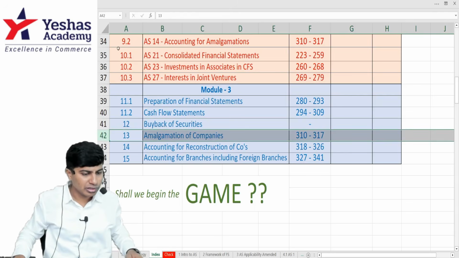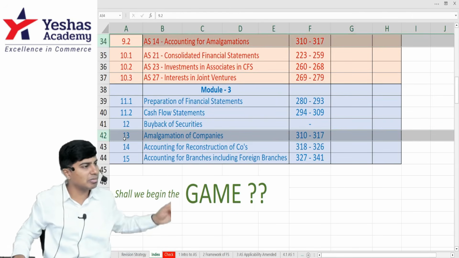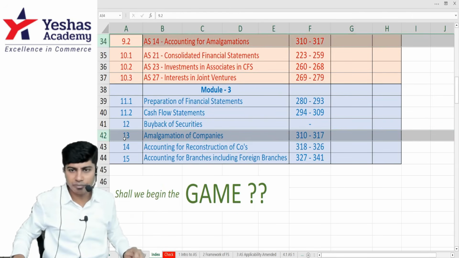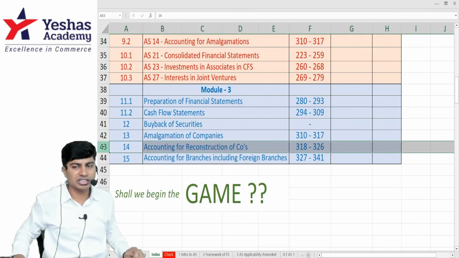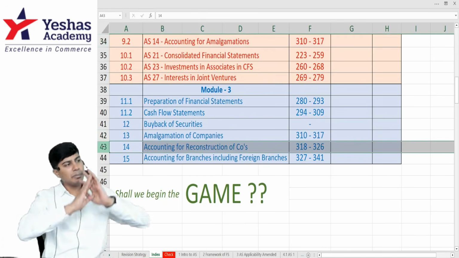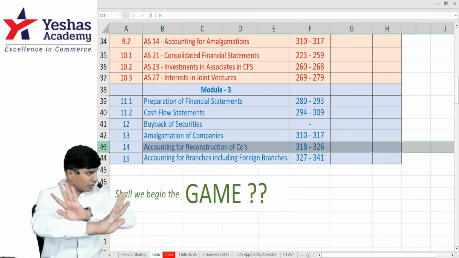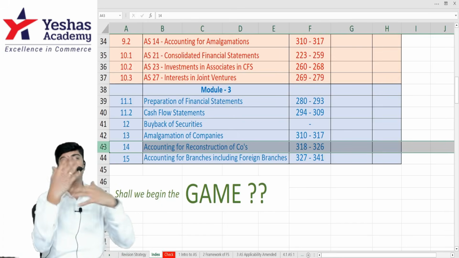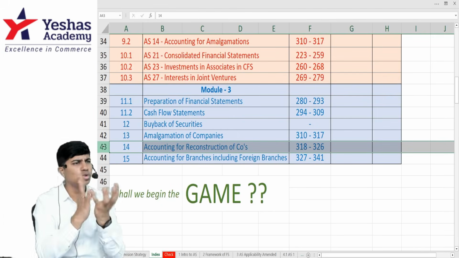I told you, here 9.2 AS 14 and amalgamation both are read together. Then we have reconstruction. Reconstruction is where company is there. It is not going for amalgamation. From inside only it's changing a lot of things. Within the balance sheet there are huge changes.